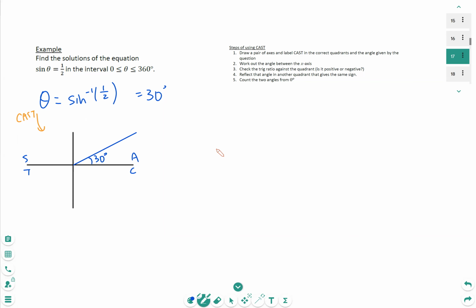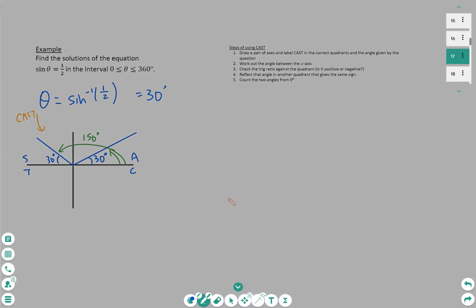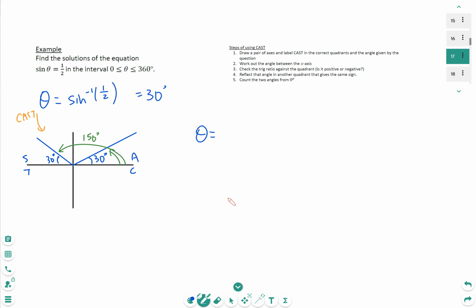So when is sine positive? Sine is positive because a positive half means we're reflecting in the sine quadrant. So we reflect in the sine quadrant. Last step, we count from the 0 degree angle, so 30 degrees, and this one is 150 degrees, I believe. Therefore theta equals 30 degrees or 150 degrees. That's how we find both.